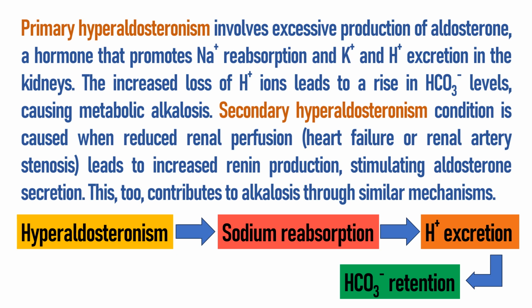Primary hyperaldosteronism involves excessive production of aldosterone, a hormone that promotes sodium reabsorption and potassium and hydrogen excretion in the kidneys. The increased loss of hydrogen ions leads to a rise in bicarbonate levels, causing metabolic alkalosis. Secondary hyperaldosteronism is caused when reduced renal perfusion, such as in heart failure or renal artery stenosis, leads to increased renin production, stimulating aldosterone secretion in the process. This too contributes to metabolic alkalosis through similar mechanisms.